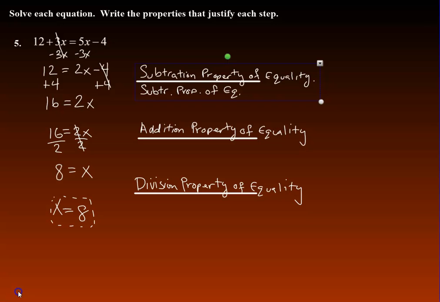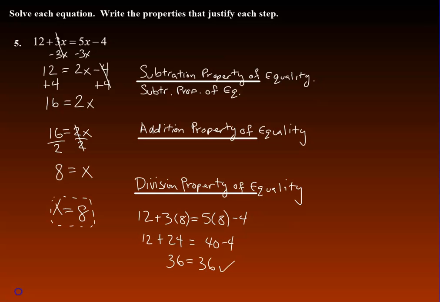And we can verify that we did it right. 12 plus 3 times 8 equals 5 times 8 minus 4. So 8 times 3 is 24. 5 times 8 is 40. 12 plus 24 is 36. 40 minus 4 is 36. And we know we did the problem right.